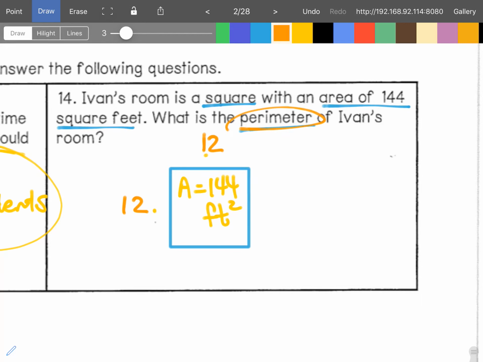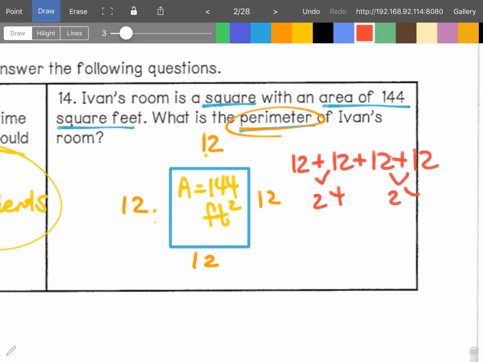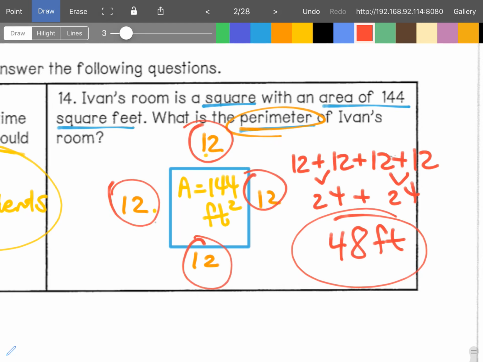But the question says, what is the perimeter of Ivan's room? So think about what perimeter means. First of all, if this is a square, it's going to be 12 on all of the sides. Perimeter means to add up all the sides. So we're going to have 12 plus 12 plus 12 plus 12. If you want to group them, you can. That would give us 24 plus 24, which is going to be 48 feet is the perimeter of his room, because you have to add up all the way around. So you have to pay attention if it's talking about area or if it's talking about perimeter.